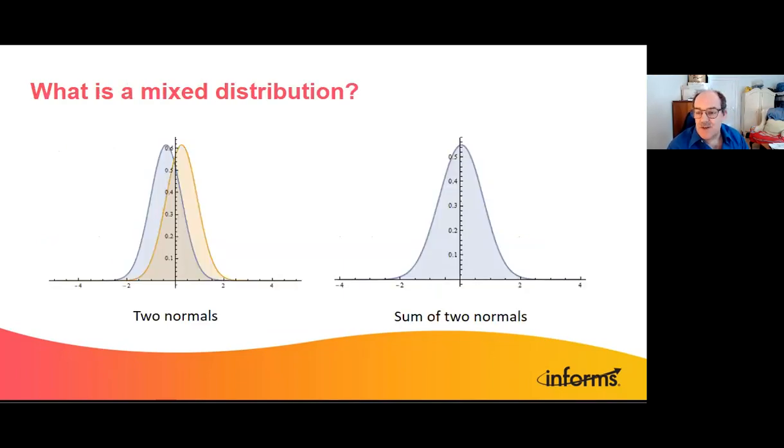So what is a mixed distribution? On the left, we have two separate normal distributions. Imagine what happens if you take those two separate normal distributions and you just throw them together. You sample from both distributions, and the results, you just throw them all together in a big pile, in a bucket. The one on the right is what the sum of those two distributions looks like. So it's a little different shape. In this particular case, it's a little bit fatter.